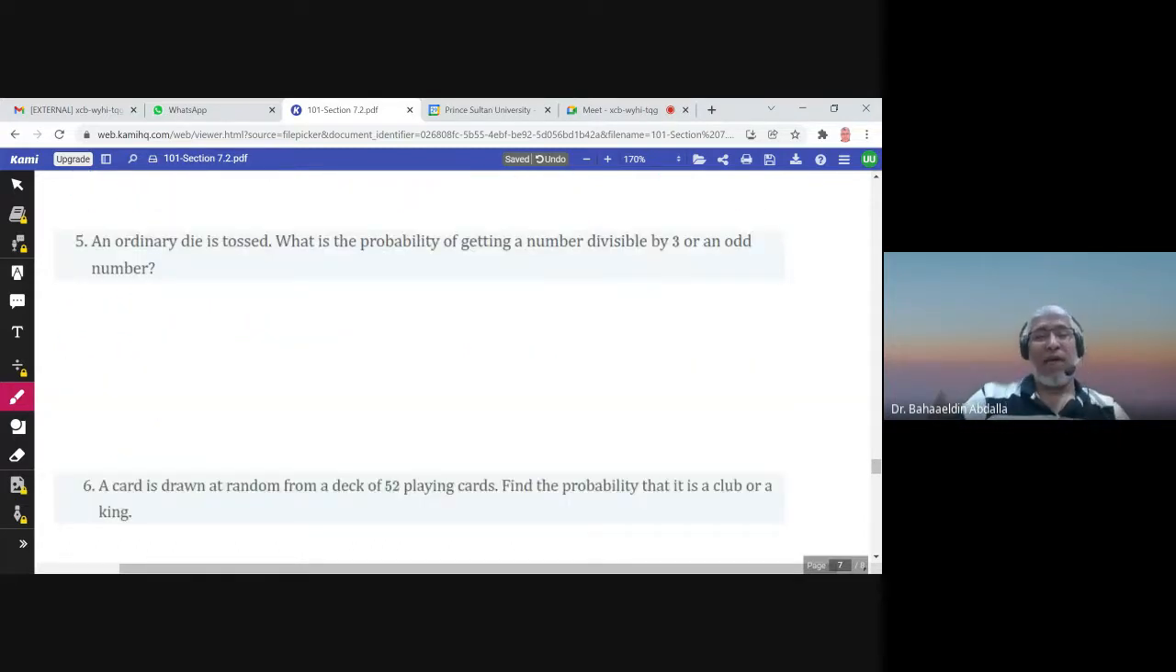An ordinary die is tossed. One die. What is the sample space? From 1 to 6. What is the probability of getting a number divisible by 3? So divisible by 3, what do we have? 3 and 6. I can call it E, I can call it D, it is no problem. Odd number, let me call it O. The odd numbers are 1, 3, and 6.